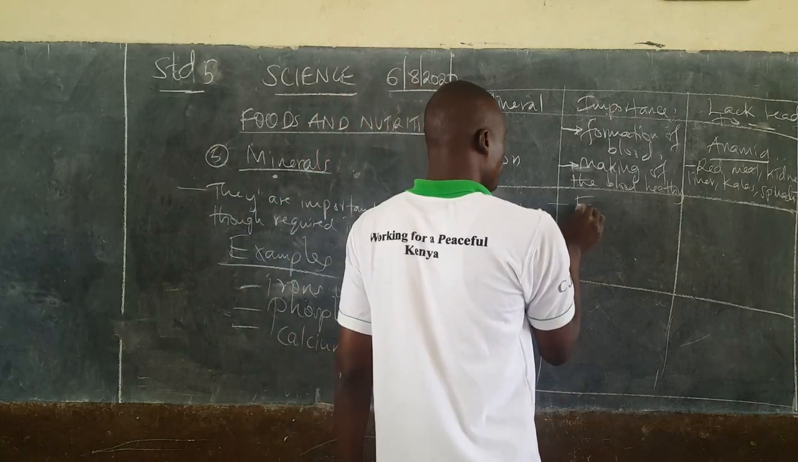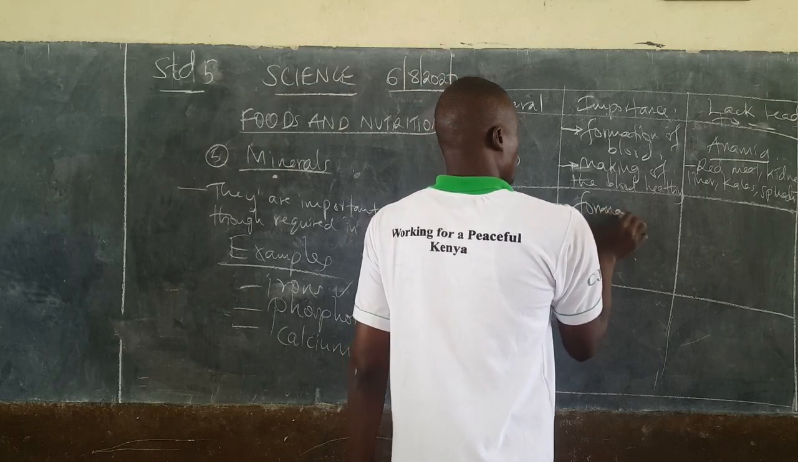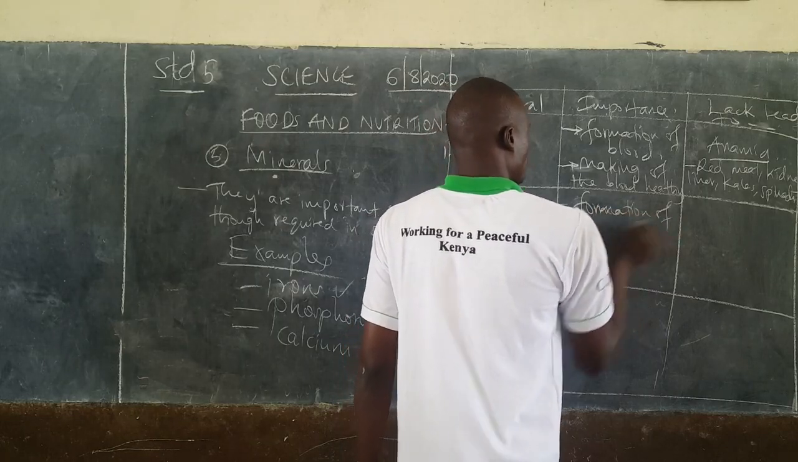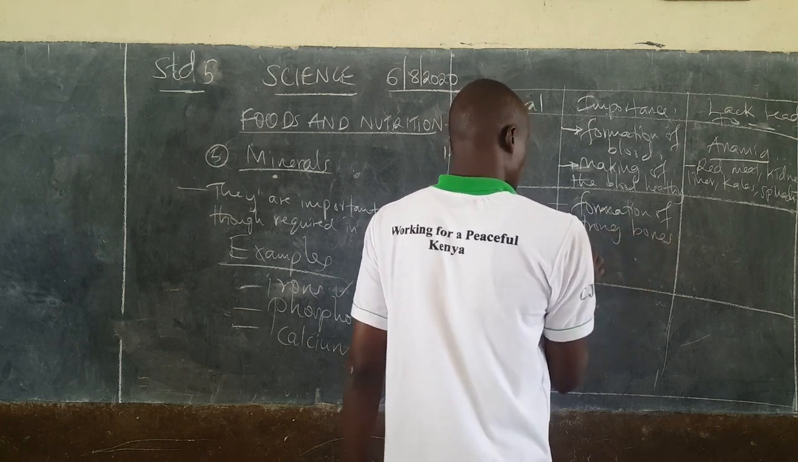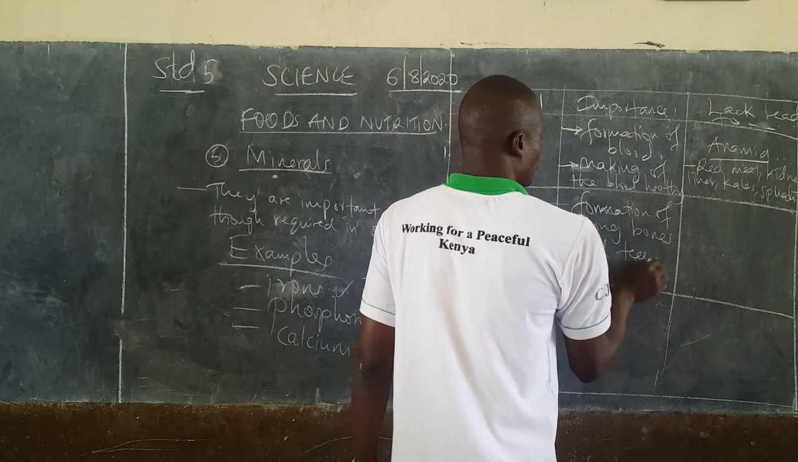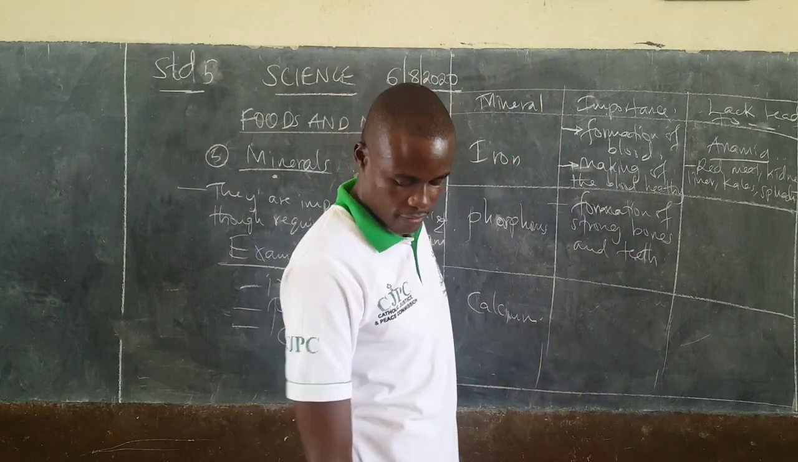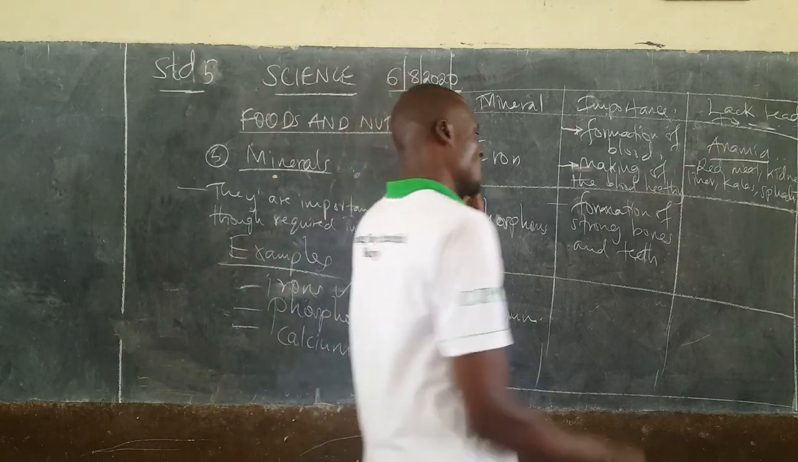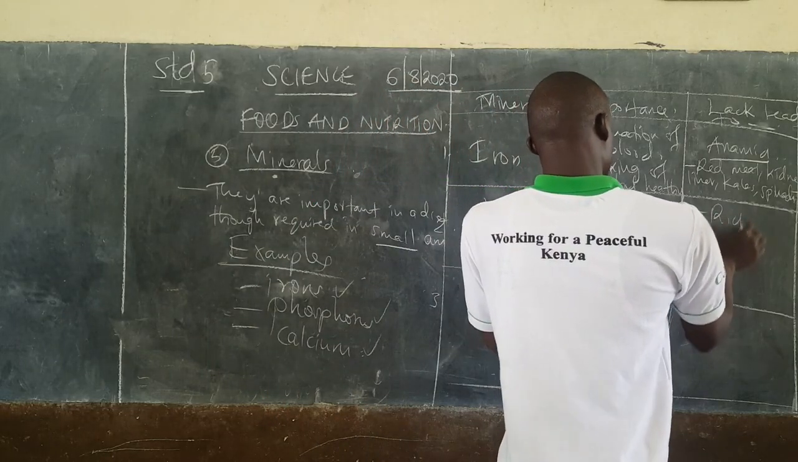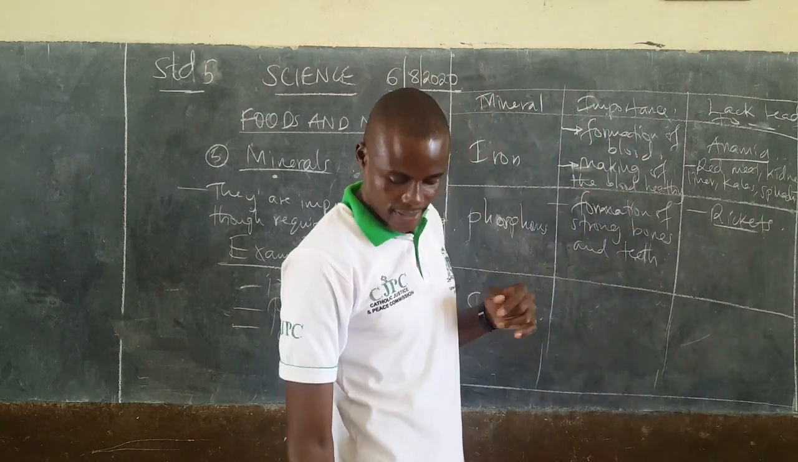This is simply formation of strong bones and teeth. And then lack of phosphorus in the diet may lead to rickets. When you lack phosphorus, you get rickets.